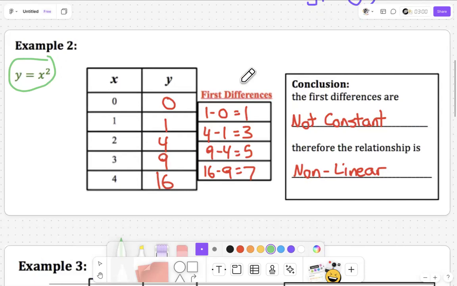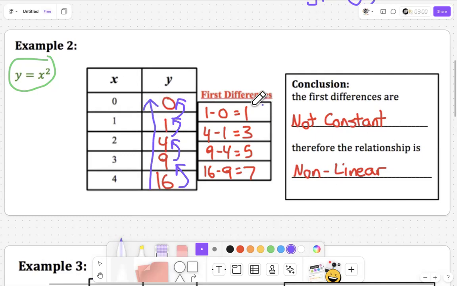But when we're going ahead and calculating our first differences, and maybe I shouldn't write that arrow because that is going to confuse you, we actually start from the bottom and move to the top. So 16 minus 9, 9 minus 4, 4 minus 1, 1 minus 0. So we're starting from the bottom, going all the way to the top. Arrow's a little bit crooked there.